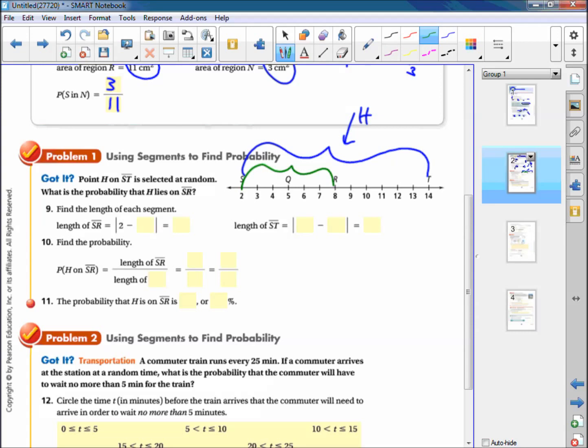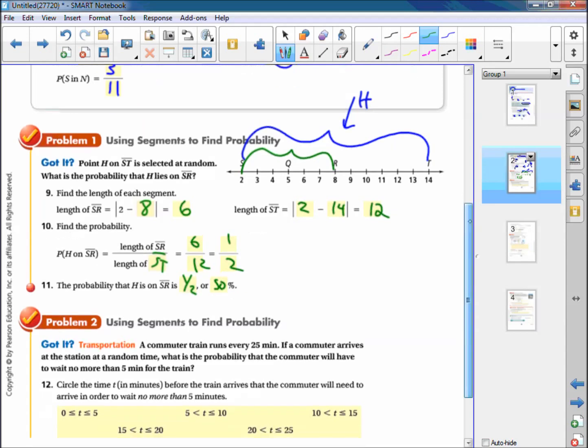So first off, find the length of each segment. The length of SR is the absolute value of 2 minus 8, which is going to give us 6. And the length of ST is the absolute value of 2 minus 14, which is going to give us 12. So the probability of H being on SR would be the length of SR divided by the length of ST, the whole thing, which would be 6 over 12, or 1/2. So the probability that H is on SR is 1/2, or if we want to write it as a percentage, 50%, and you could also write it as a decimal, 0.5.